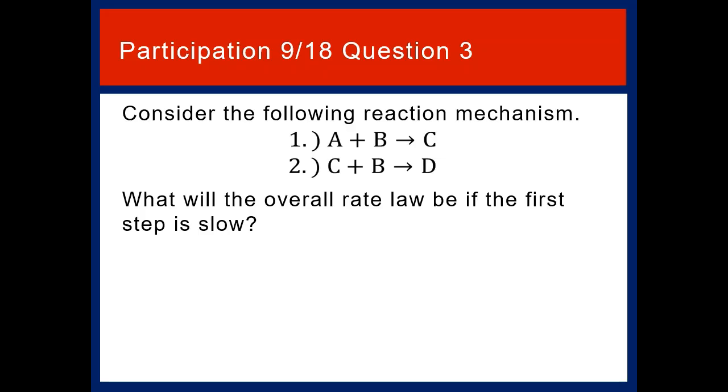Participation 918, question 3. Consider the following reaction mechanism. Step 1, A plus B goes to C, and 2, C plus B goes to D. What will the overall rate law be if the first step is slow? This is the third question on participation 918, due Friday, September 18th at 11:59 p.m. over on Blackboard. Link to the assignment is right below the document where these videos are posted. Again, consider the following reaction mechanism. This one, what will the overall rate law be if the first step is slow?